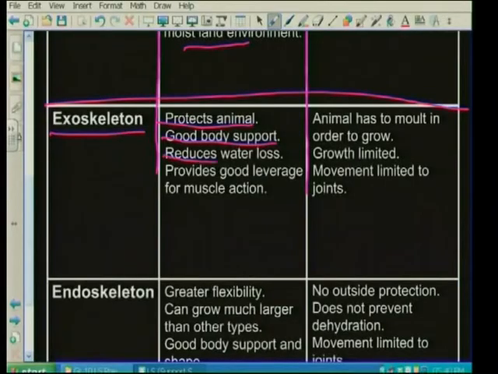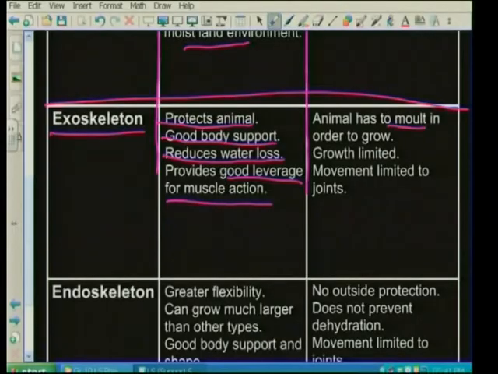Thirdly, it reduces water loss. Because the organism has an exoskeleton, it will lose less water. Lastly, it provides good leverage for muscle action. Because it's a solid structure now, it is easier for the muscles to act on it. So therefore, it provides good leverage for the muscle action. What are the disadvantages?